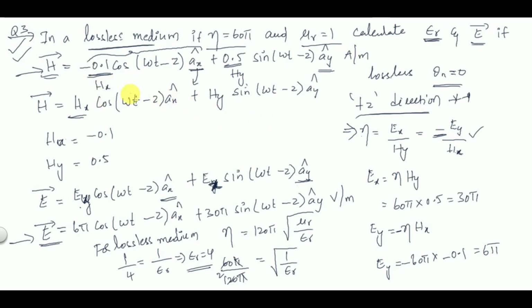So the important concept is how to use the intrinsic impedance formula, right? By using the intrinsic impedance formula, we have to find the components Ex and Ey when the wave is propagating in the plus z direction. And the second important thing is, if H is along x, so Hx, then you have to take Ex in the y direction.